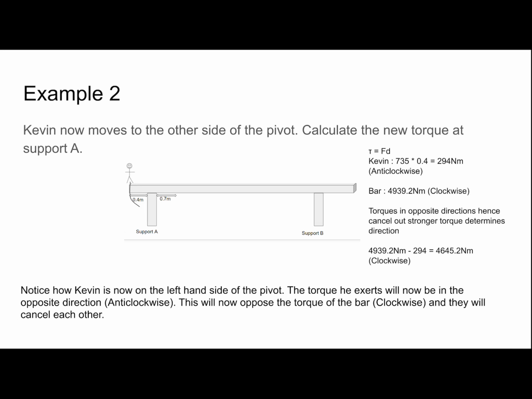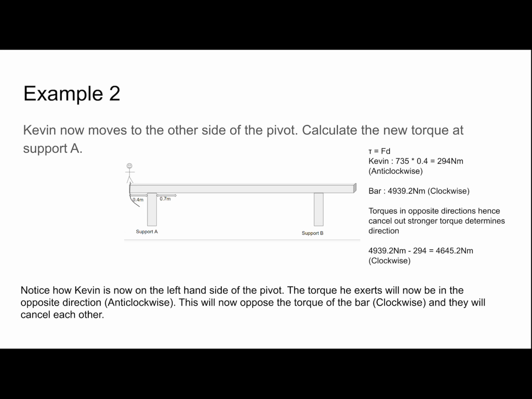So basically, torque, once again, is force times distance, and Kevin's torque would just be 0.4 meters times the force, which is 735 newtons, and that gives us 294 newton meters, and that's in the anti-clockwise direction. And the bar hasn't changed, because the position of the center of mass hasn't changed, so therefore the torque will also not change. So it's still going to be 4,939.2.